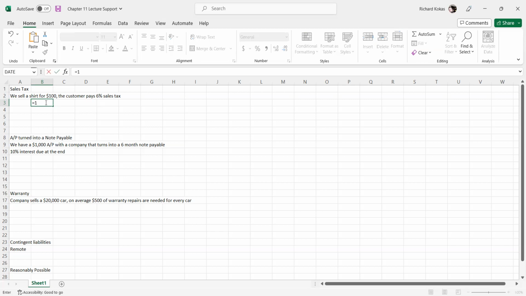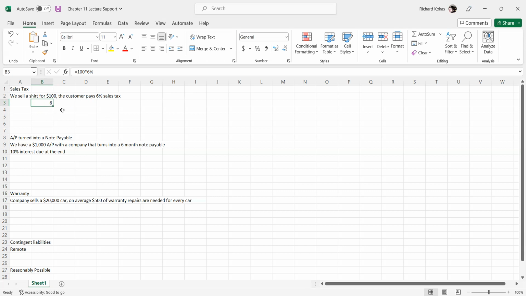So if we did this, $100 times 6% is $6, right? I'm just showing that so if you have bigger numbers or other numbers that are harder to calculate, you see that to get the sales tax itself, it's the sales price times the percentage. So the sales tax is $6.